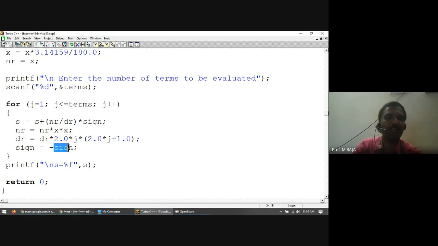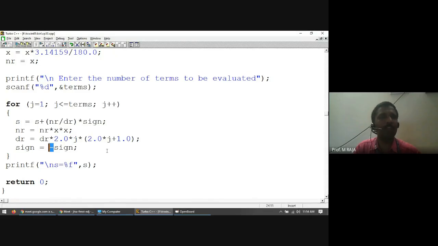Then sign is equal to minus sign, right? So the unary minus operator simply negates the value of sign. Alternately, we are bringing the signs plus, minus, etc. This is the logic. This is one way to solve the problem, right?